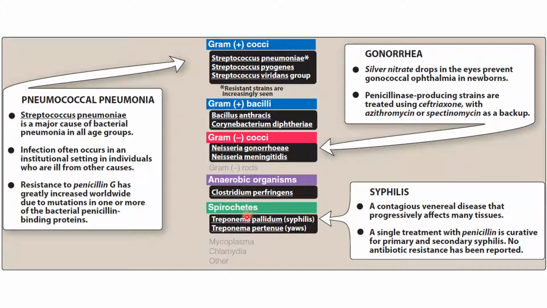And then the last but not the least one is Treponema pallidum, which will lead to syphilis. Syphilis is also transferred sexually, and it is the second most common disease after gonorrhea. Gonorrhea is the first one, and the second one is syphilis. The good thing is that syphilis will not develop resistance, so penicillins are always effective against syphilis.